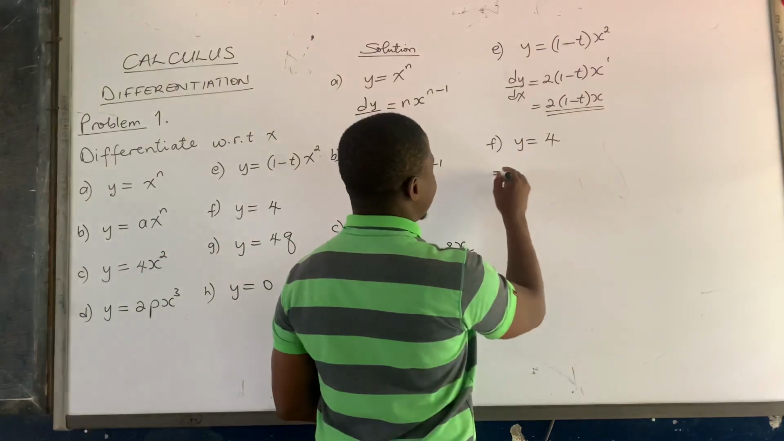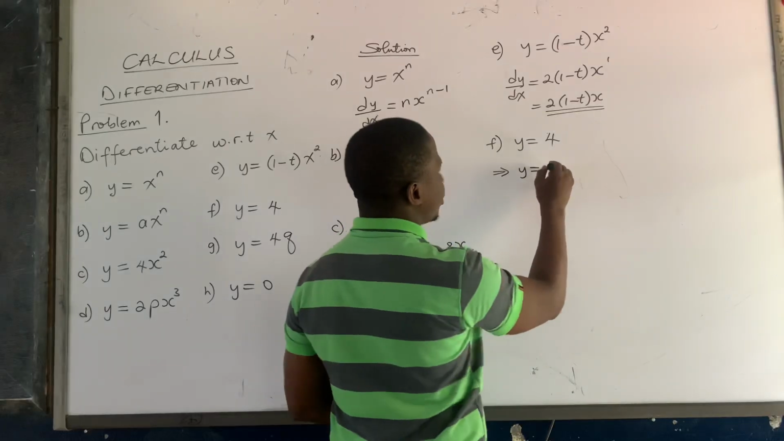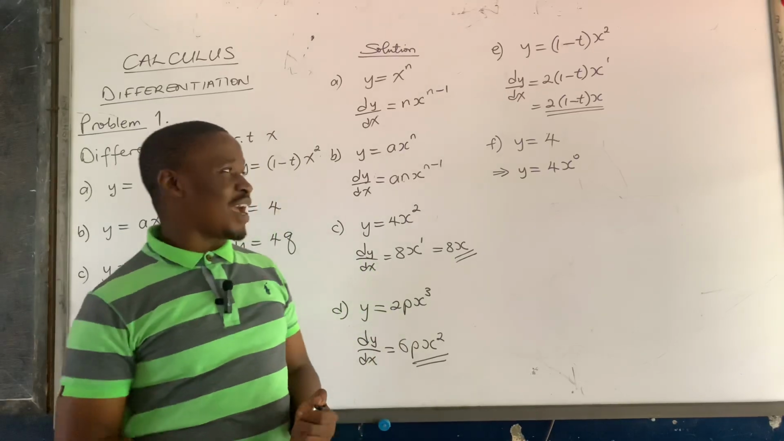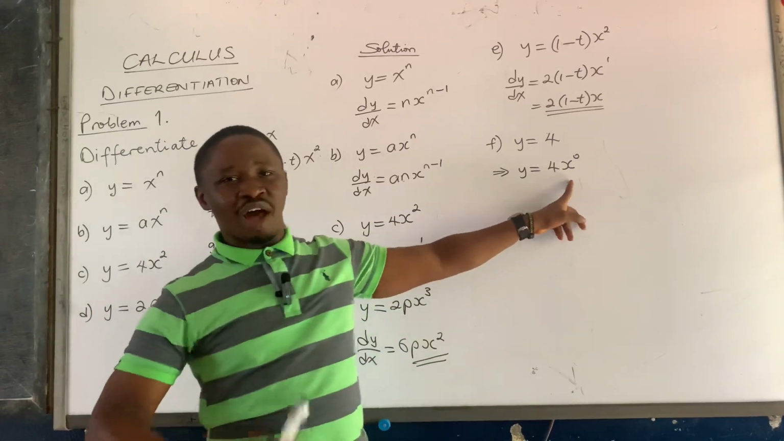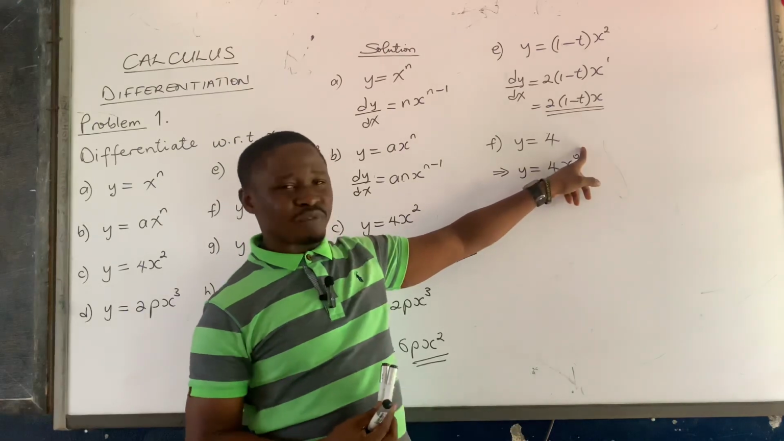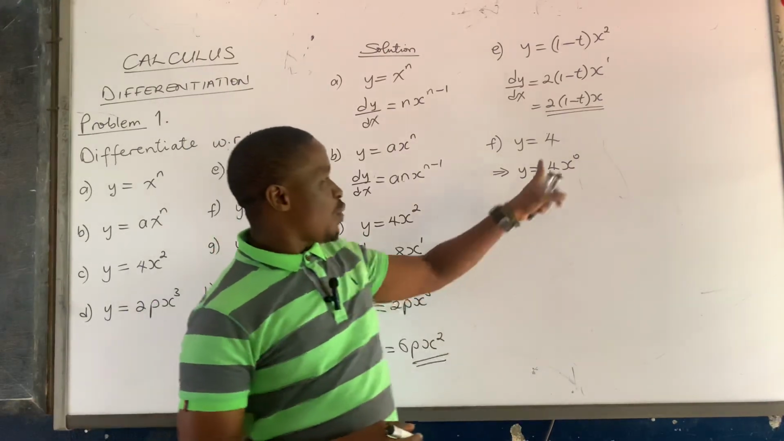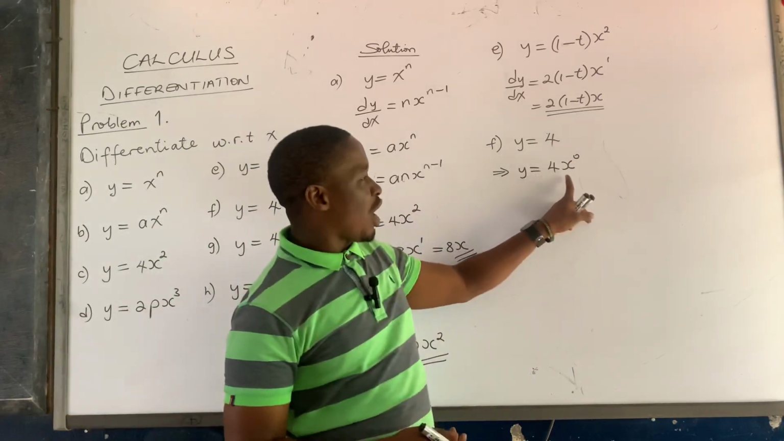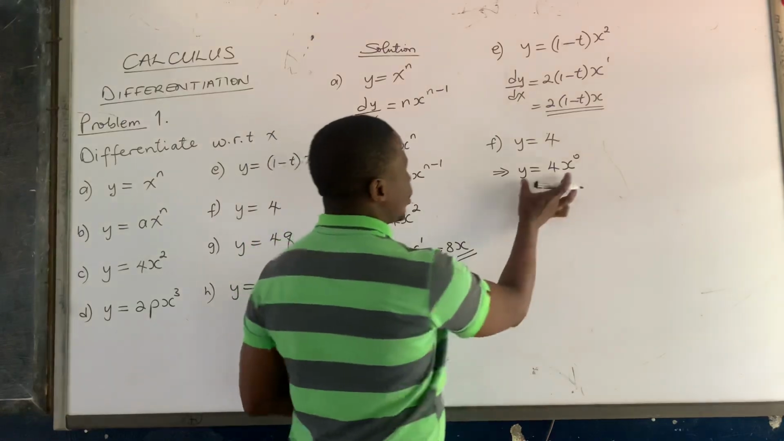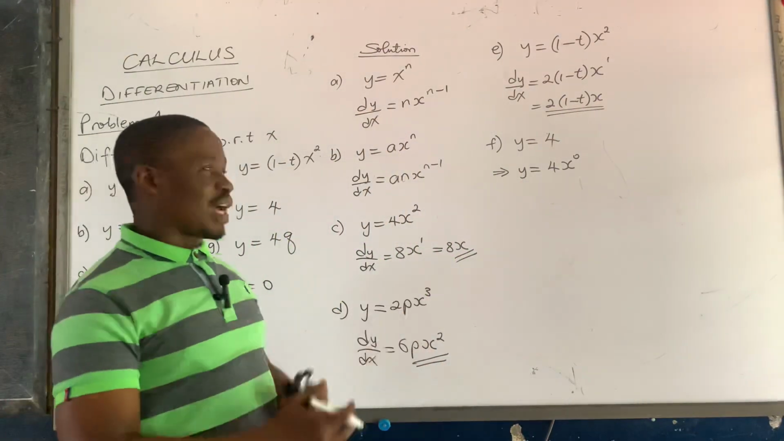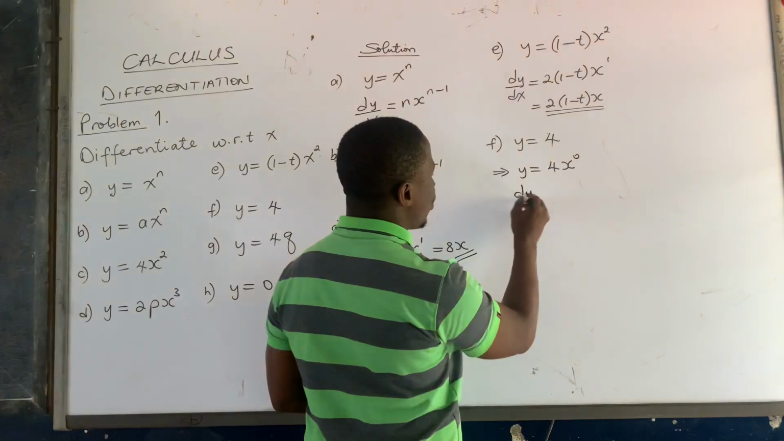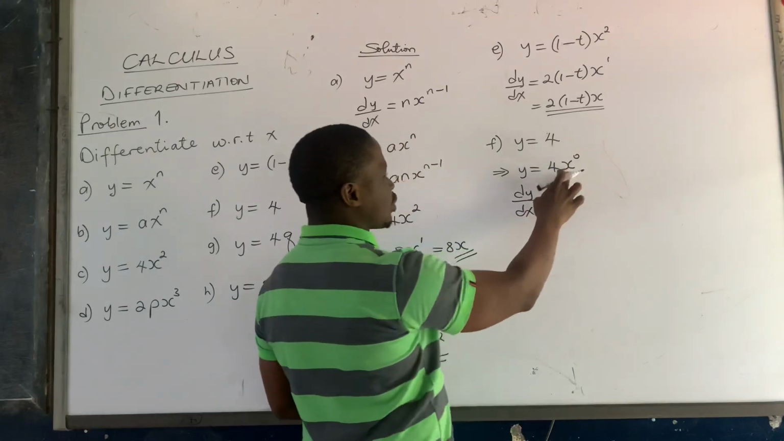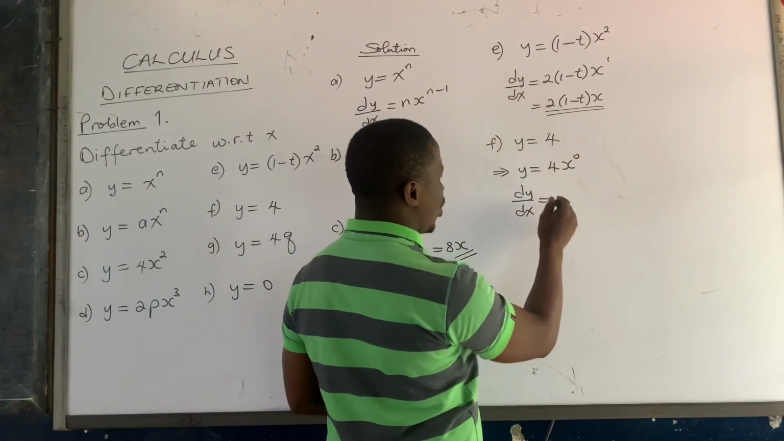So we say this can be written as y is equal to 4x to the power of 0. You and I can testify that a numerical value that is raised to a power of 0 is 1. So if we have 4 alone, but we want to force x to be present, we say 4x to the power of 0. Now that we want to differentiate, we say dy dx. The power of x is 0, the coefficient of x is 4. So 0 multiplied by 4 is 0.